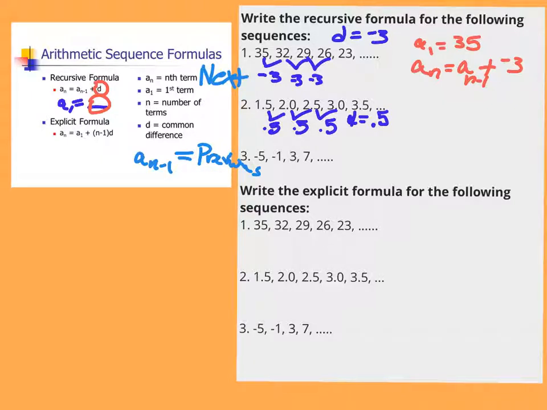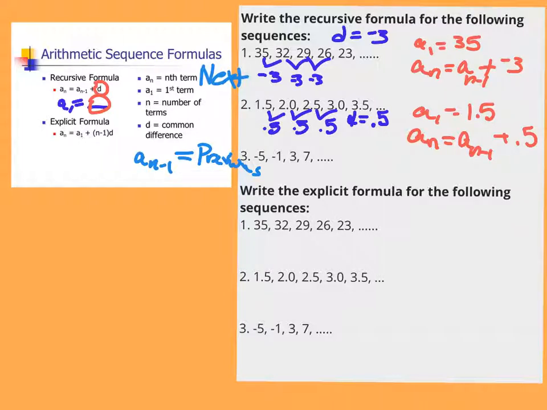So I'm ready to write my recursive formula. I'm going to record the first term in my sequence, and that first term is 1.5. Then the second part of my formula is going to be the next term, so a sub n is equal to the previous term, a sub n minus 1, plus whatever my d value is. And here my d value is a positive 0.5, so it's just plus 0.5. So a sub 1 is equal to 1.5, a sub n is equal to a sub n minus 1 plus 0.5. So again, just two pieces that need to be filled in.